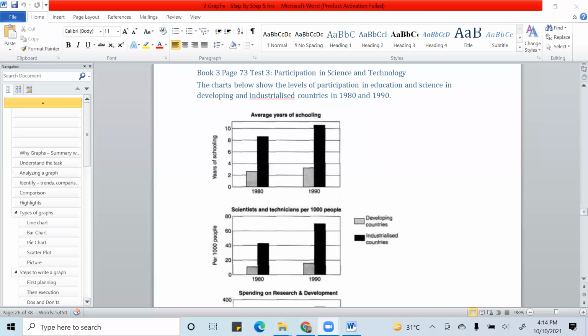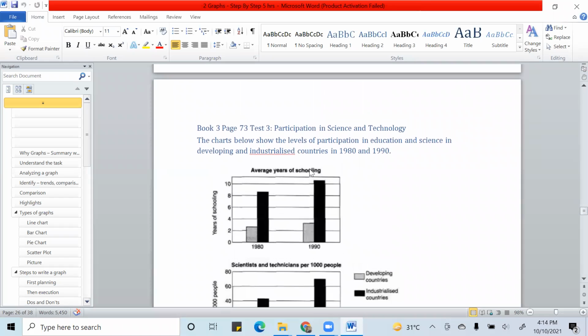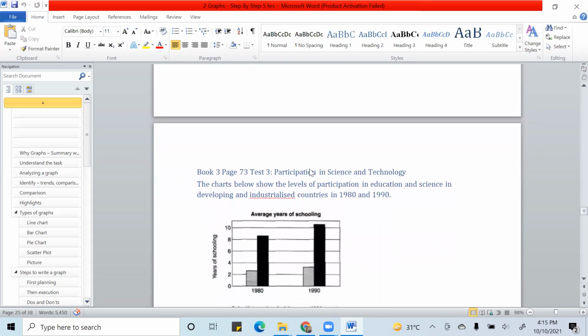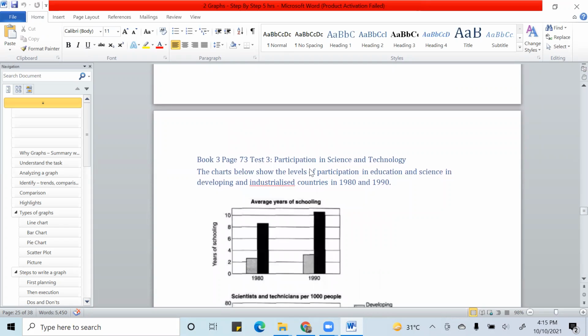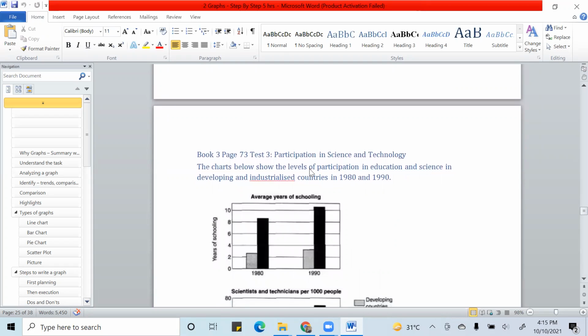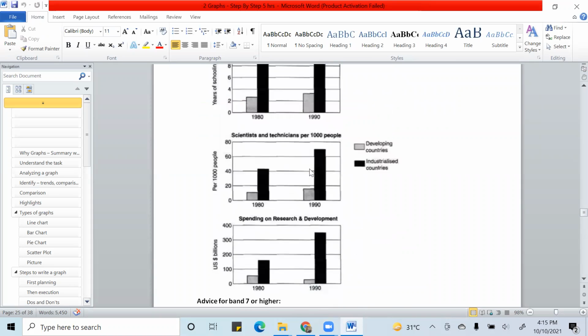To do graph, I'll record this and I'll send this to you as well. Whenever you do a graph, the most important thing is to first analyze it and see what the most important things are. For example, if you read the question, it says: the charts below show the levels of participation in education and science in developing and industrialized countries in 1980 and 1990. So let me look at the graph.